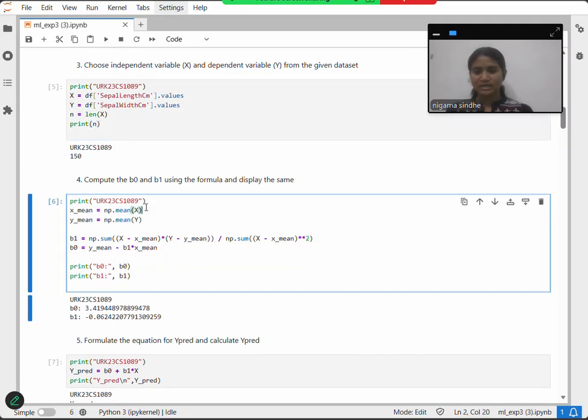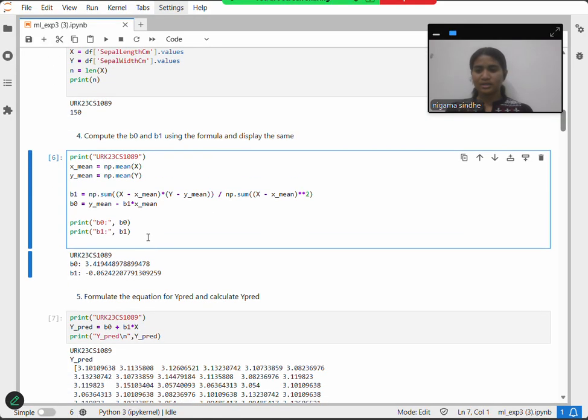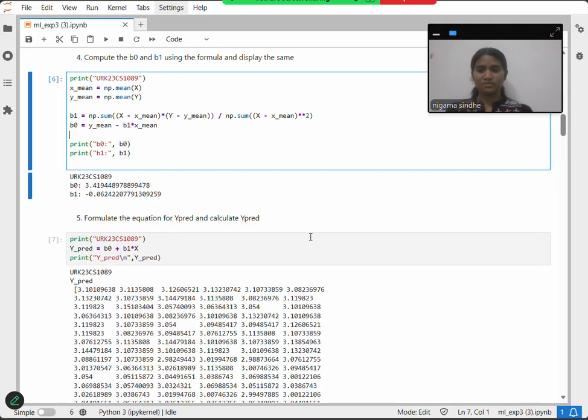Here we are going to first calculate the x mean and y mean in order to calculate b1. The formula of b1 is np.sum of (x minus x bar) into (y minus y bar), divided by the sum of (x minus x bar) whole square. To derive the formula, we are going to use the same thing and derive b1. After deriving b1, we are going to derive b0 using the formula y predict equals b0 plus b1 into x. Then we would get the values of b0 and b1.